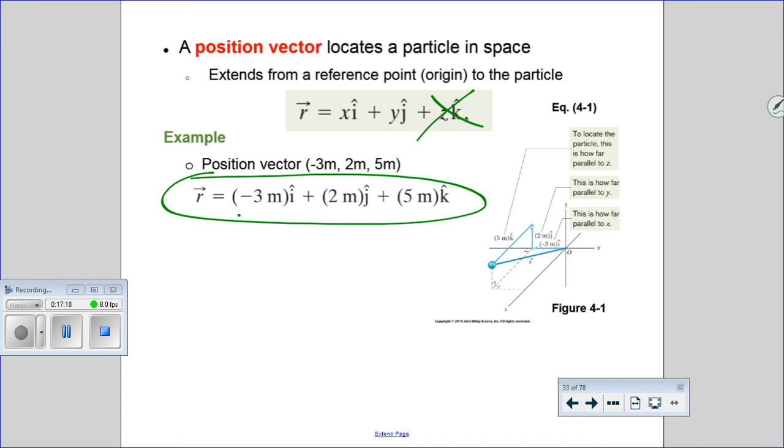Cool? All right, so change in position is exactly what you would expect. You're just subtracting the 2 vectors. Okay?